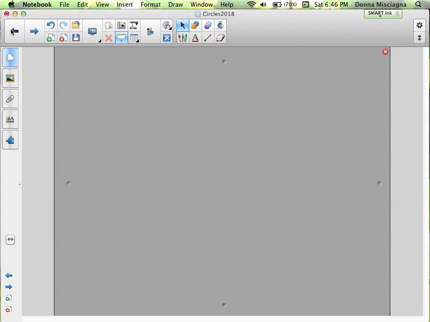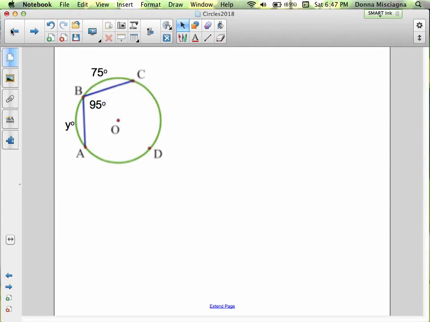All right, so this is the last one in your notes. Notice we have that picture right on top there. Let's label it. I think we may have labeled the vertex and the parts, but that's okay. Let's get the angle measures in. So next to arc AB, put in Y. Next to arc BC, put in 75. And next to angle ABC, put in 95 degrees. And we want to solve for Y.